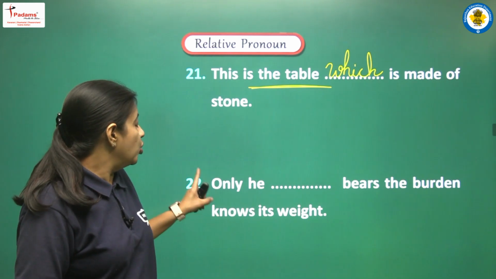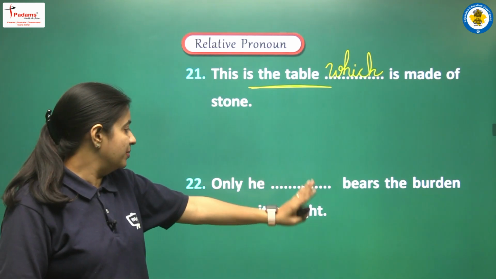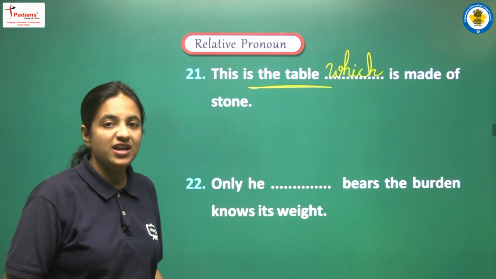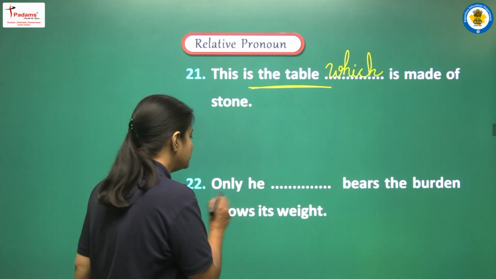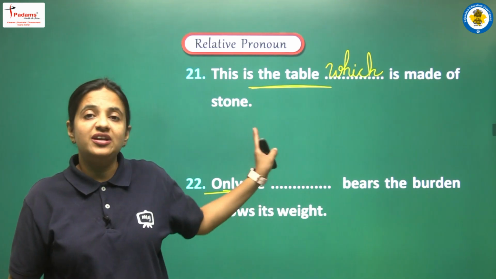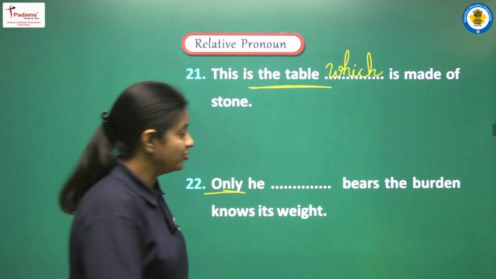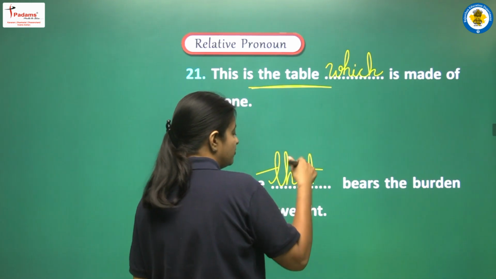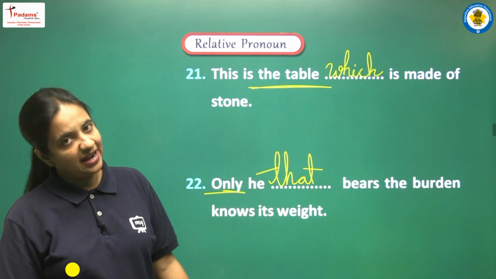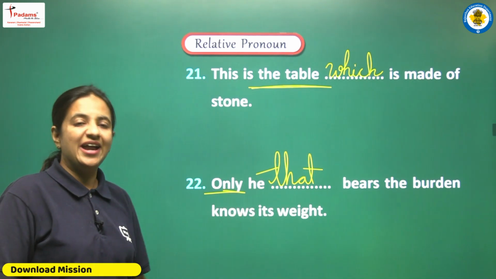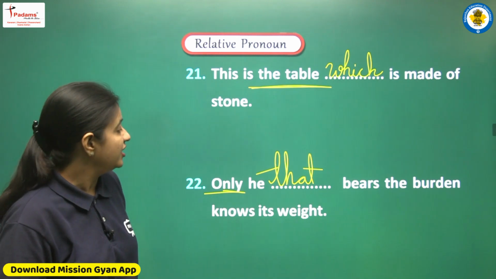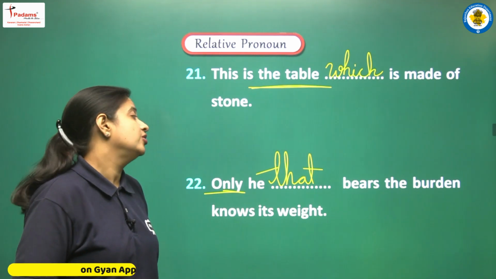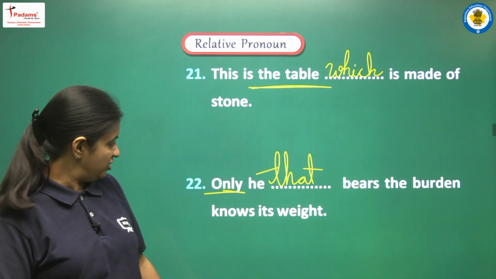Next sentence, only he bears the burden, knows its weight. So this is the thing that we have just discussed, that if in the sentence we are having only, and after that we have to use a relative pronoun, it is a better option to use that. Yes, we can use who also here, but that will be more appropriate, and the sentence will be, only he that bears the burden knows its weight. Okay students, what does it mean?